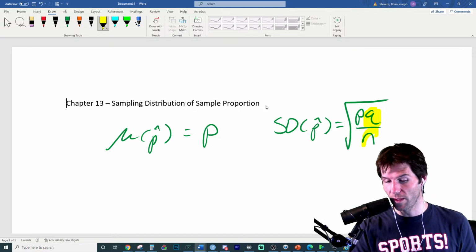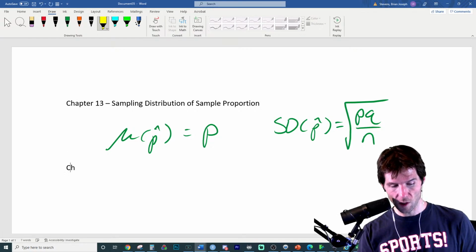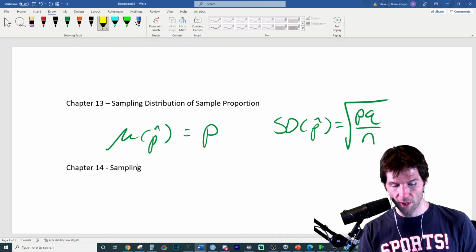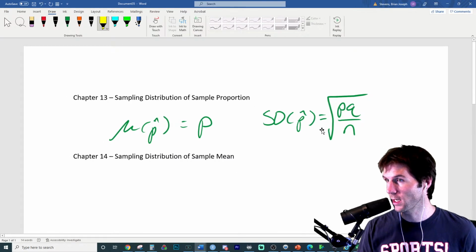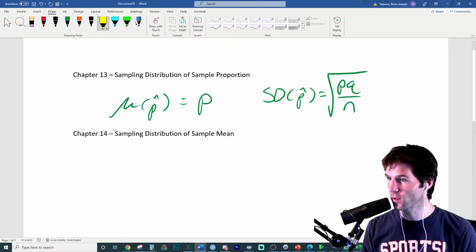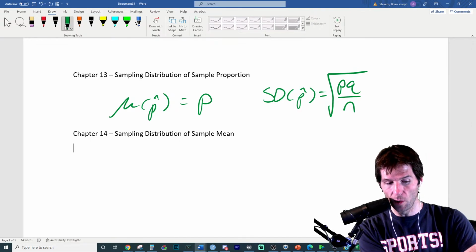Good stuff right there. And then this is the sample size right here. Now the other formulas are the chapter 14 sampling distribution of sample mean. And when we do the sampling distribution of the sample mean, we're asking a what question. We're not asking, are you from Knoxville? We're asking a what sort of question. I'll write the formulas right here that you need to know for these.